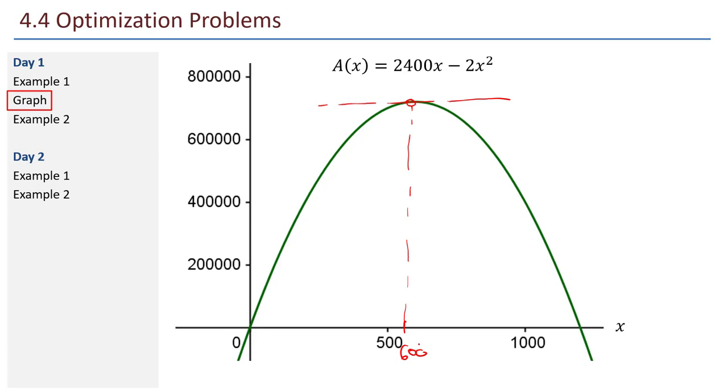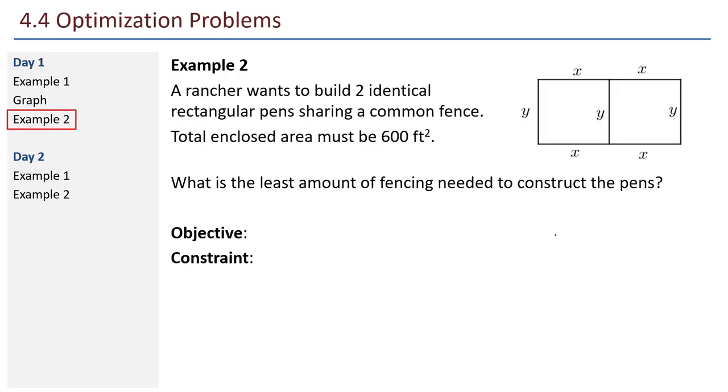Let's take a look at another problem. Example 2, another rancher problem. Ranchers are always trying to optimize things. A rancher wants to build 2 identical rectangular pens sharing a common fence. The total enclosed area must be 600 feet. I see a number. Let me focus on that. What is the least amount of fencing needed to construct the pens?